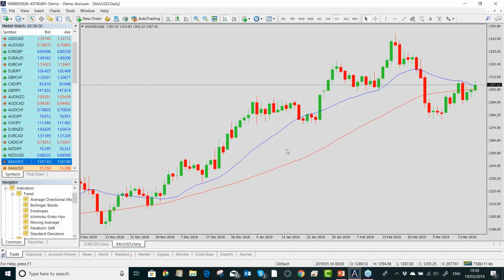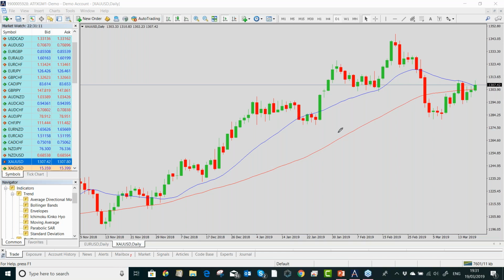They can give us an idea of direction both by the direction they're pointing in and whether the faster one is above or below the slower one. And they can also, as you can see here, give us areas that might be sensible places to trade, because they are also used as levels of dynamic support and resistance. So we can see quite often that price will react against these levels. And so that's another thing that we can build into our strategy in order to give us a good place to trade.